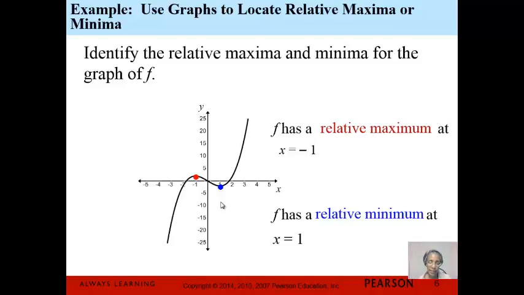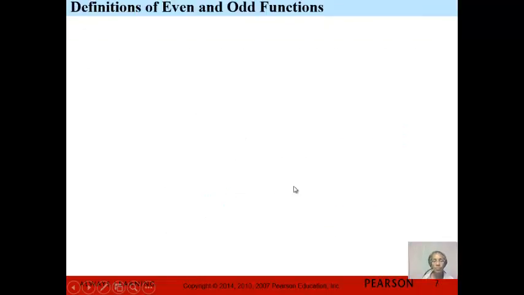Notice that the relative maximum happens at x equal -1, but the value that actually is the relative maximum is the y value. Here the relative minimum happens at x equal 1. The y value of this point would be the actual relative minimum.